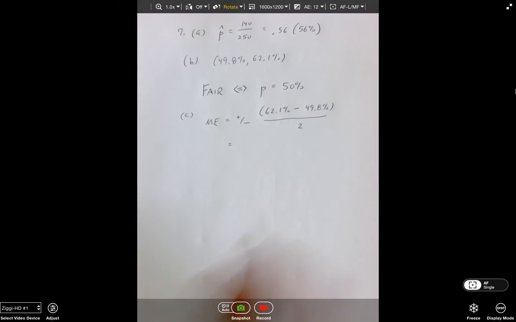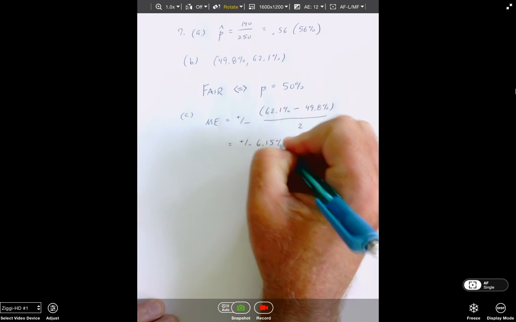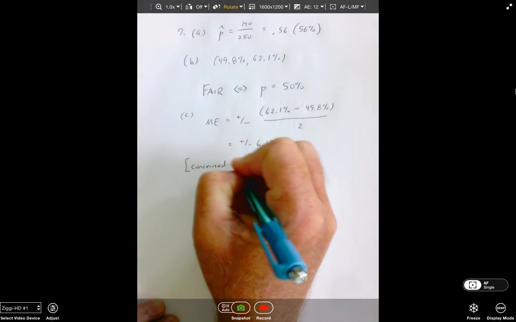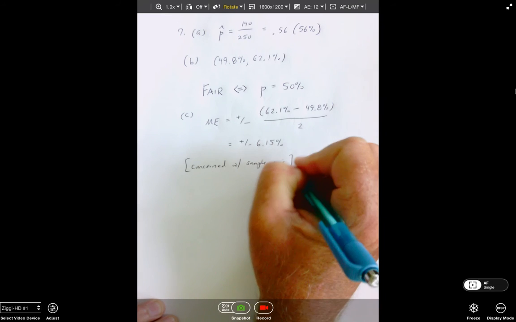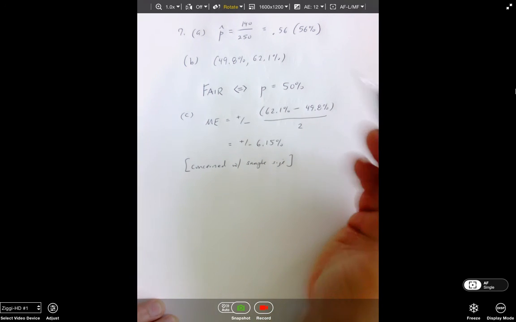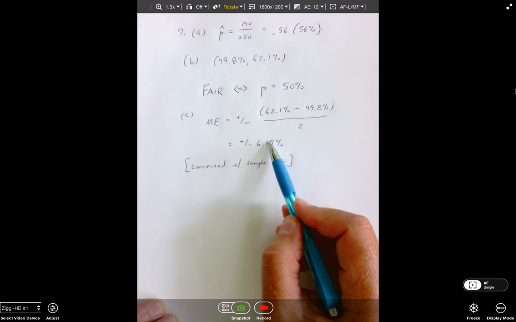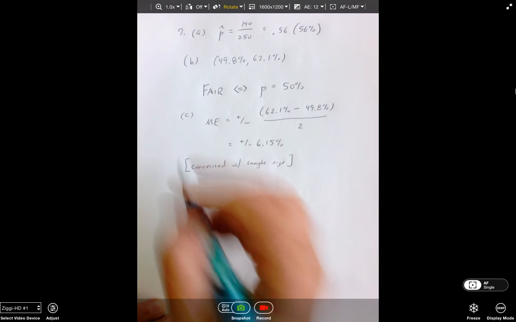And I get 6.15%. So I'll tell you right now, I am concerned with sample size. I need to tell these two brothers or two students or whatever they were that they didn't spend enough. I'd like to get this margin of error down to 3, but I don't have that luxury, so I've got to work with what I got.